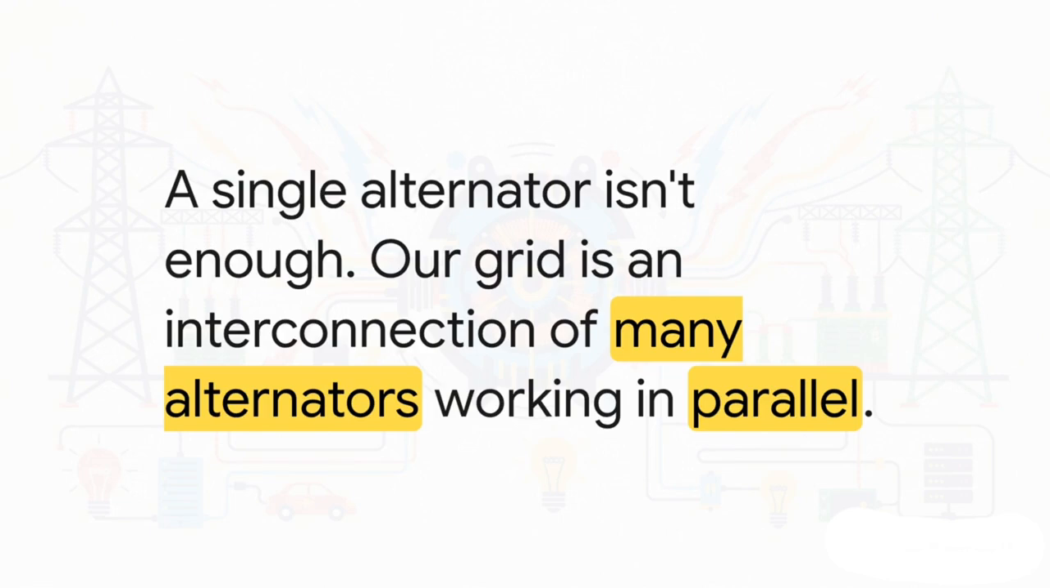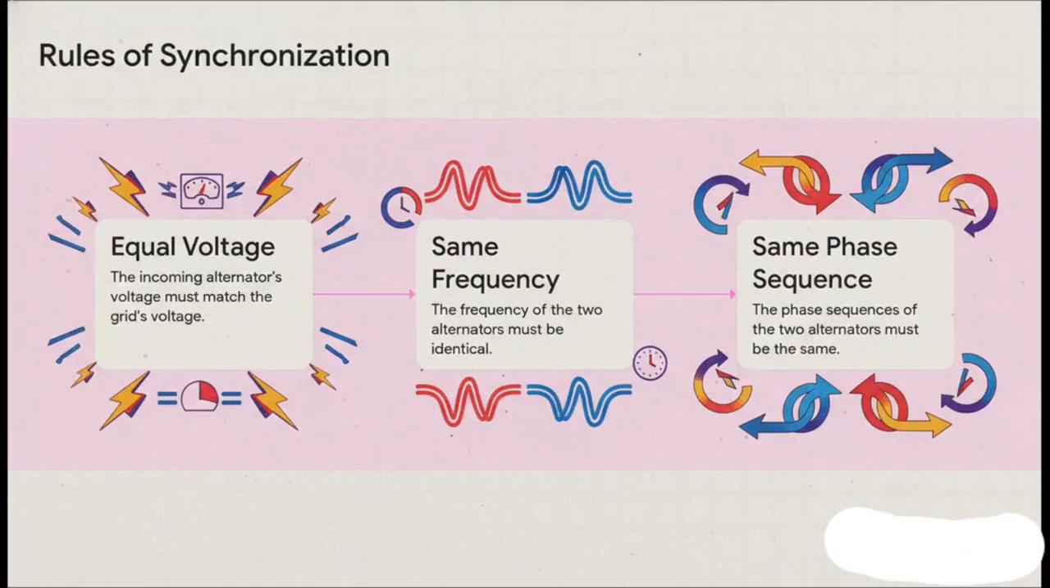But here's the catch. You can't just flip a switch and connect a new generator to that network. The results would be, well, let's just say catastrophic. Before any alternator can join the party, it has to be perfectly synchronized. And that means 3 conditions have to be met exactly. First, its voltage has to match the grid's voltage, or else you get a massive power surge.